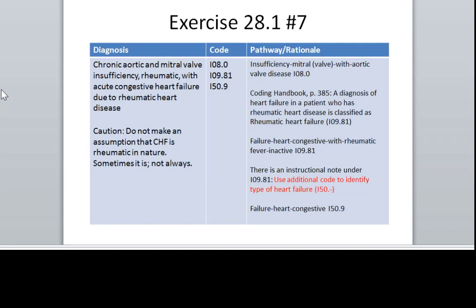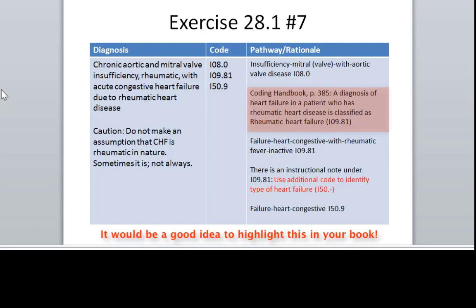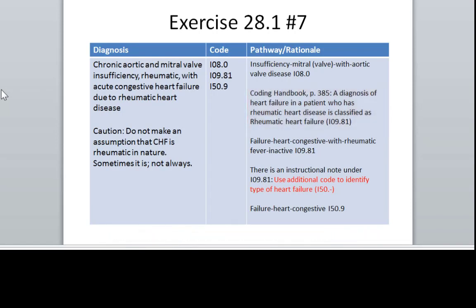So that's why I've highlighted here in this slide that you might highlight that in your coding handbook, to know that heart failure in a patient who has rheumatic heart disease is classified as rheumatic heart failure, and that's that I09.81 code. I have here the pathway for you, noting that there is an instructional note under the I09 category code to use an additional code to identify the type of heart failure, and that's what is here.